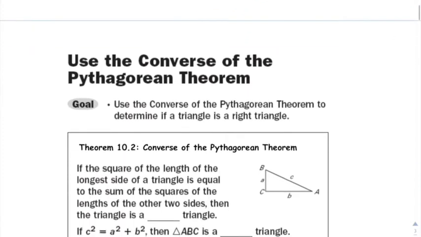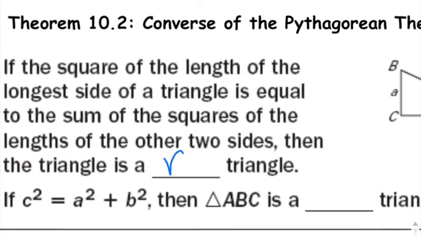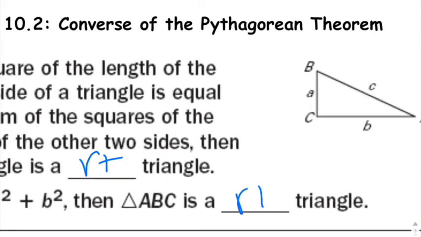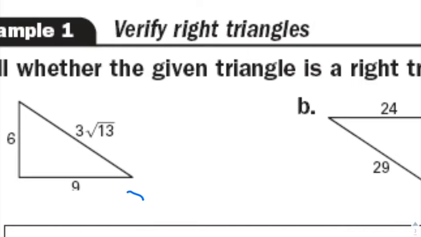Okay. Next section here, this is used in the converse of the Pythagorean Theorem, and then we can do some extensions from this. If the square of the length of the longest side of a triangle is equal to the sum of the squares of the lengths of the other two sides of the triangle, then the triangle is a right triangle. So you can verify if triangles are right or not. We'll do that here real quick.